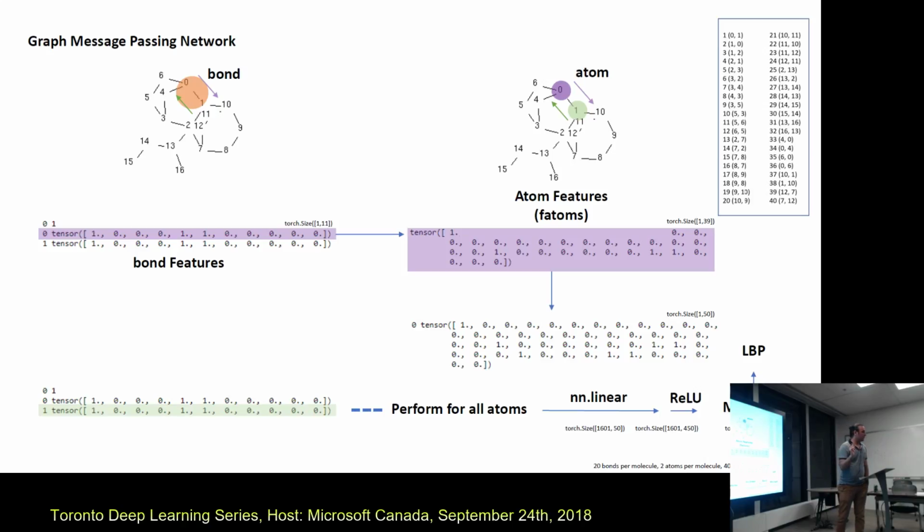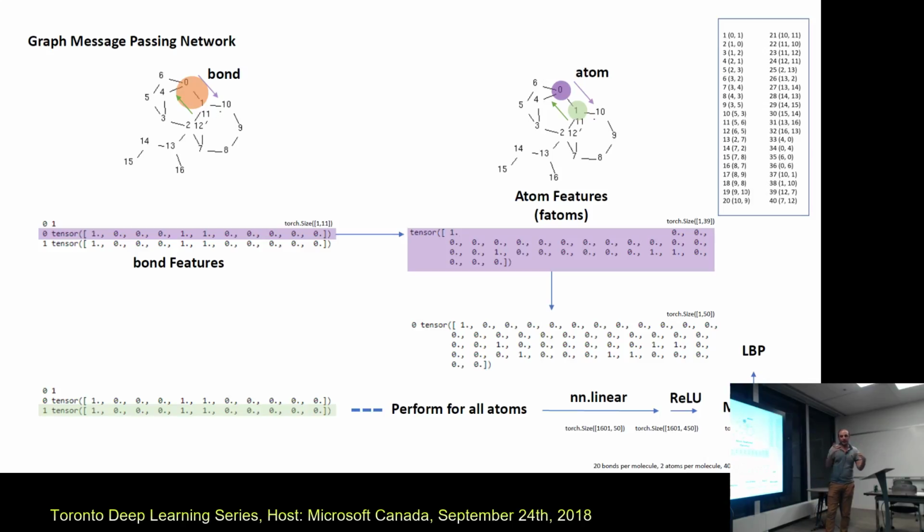Each atom, they encode a message into it. So you remember how we were transferring information based on edges? For each of these edges, one way or the other, they figure out their bond features and combine it with the atom features that they calculated before.